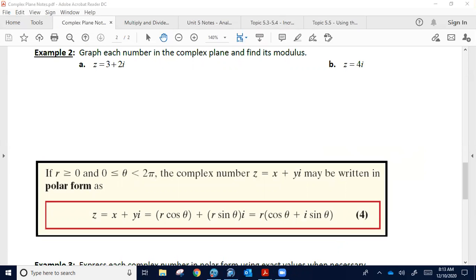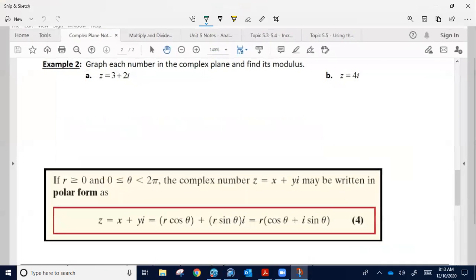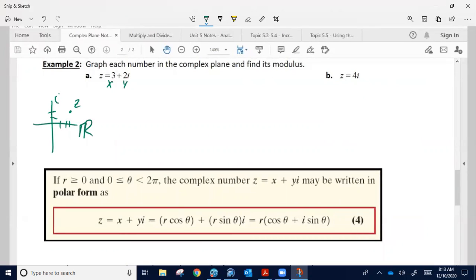So graph each number in the complex plane and find its modulus. We have 3 plus 2i, and that's kind of like an x and a y in our sense. We can plot this. Real axis, imaginary axis. Real is 3, imaginary is 2. So point Z is in that location. Its modulus then is how far it is from the origin. That dotted line would be considered the modulus.